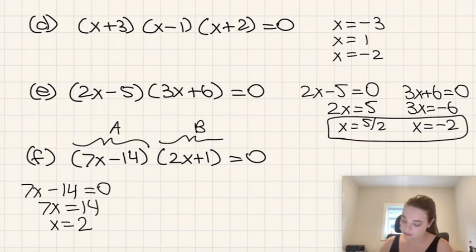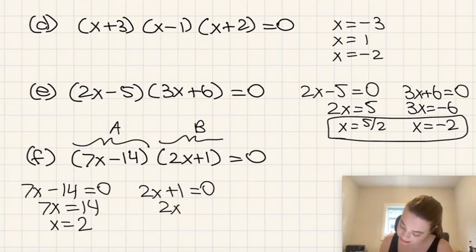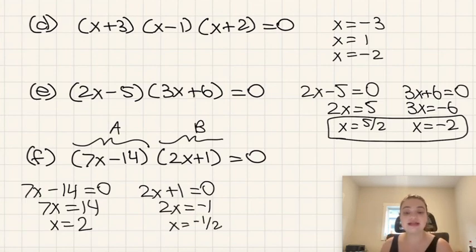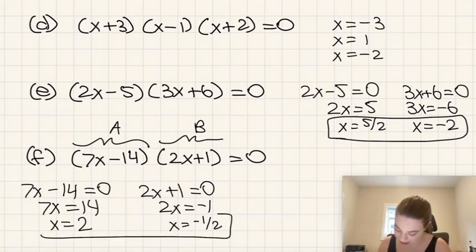Then for the second one, we have 2x plus 1. Let's set 2x plus 1 equal to 0. Then I'm going to subtract 1 from both sides to get 2x equals negative 1. Then I'm going to divide both sides by 2 to get that x is equal to negative 1/2. And so if x is negative 1/2, then B is 0, and therefore the entire product is 0. So these are the two answers for that last one there.